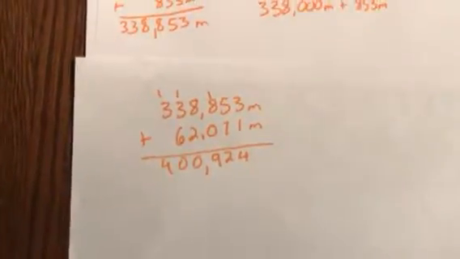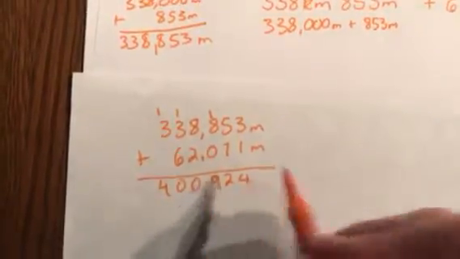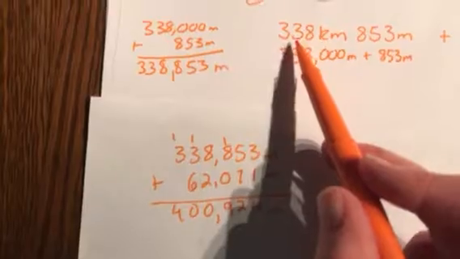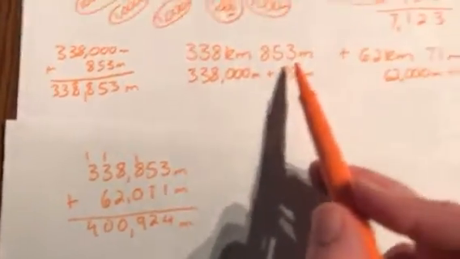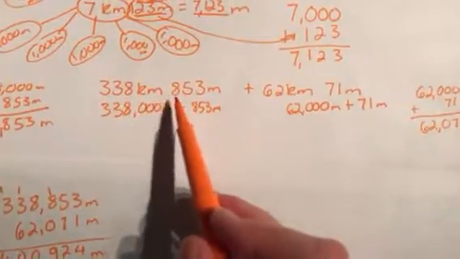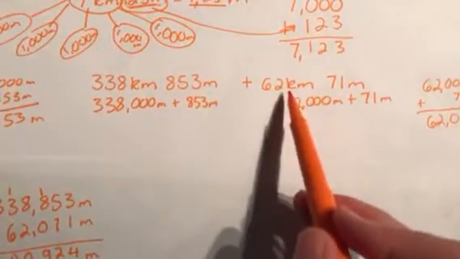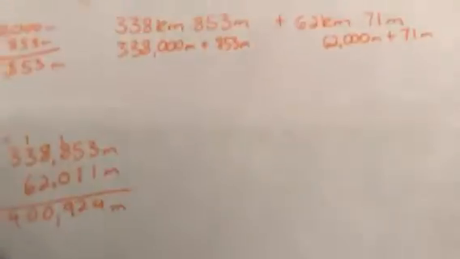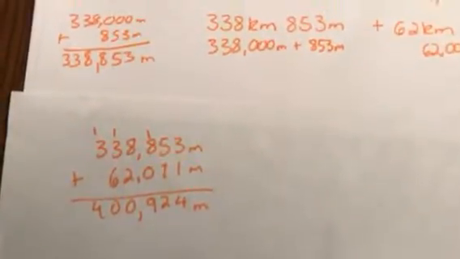So I got 400,924 meters. That's what happens when I take 338 kilometers, 853 meters plus 62 kilometers, 71 meters, and I put them all into unit form and I add them up. And that is where you can stop with that problem.